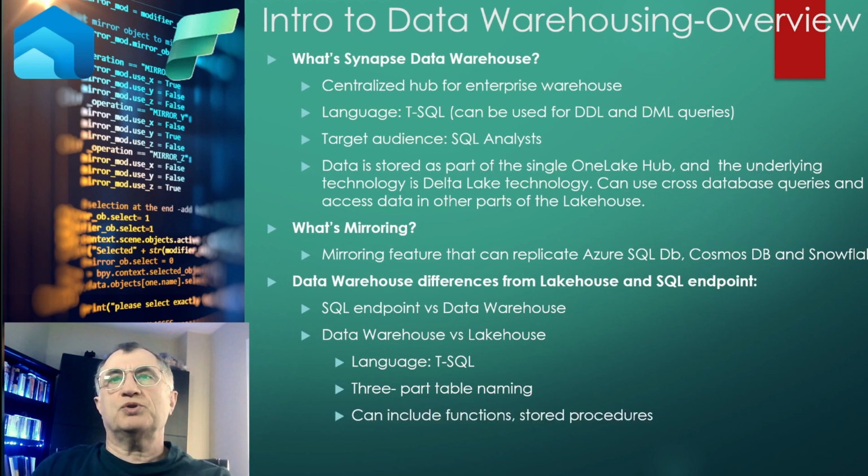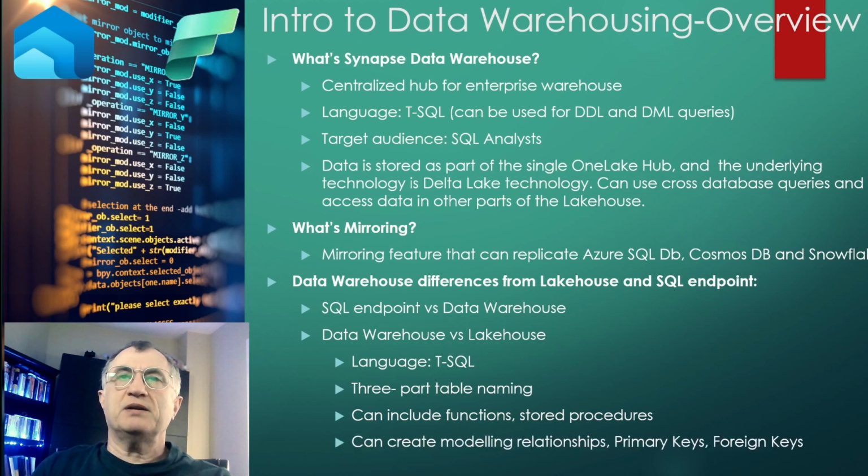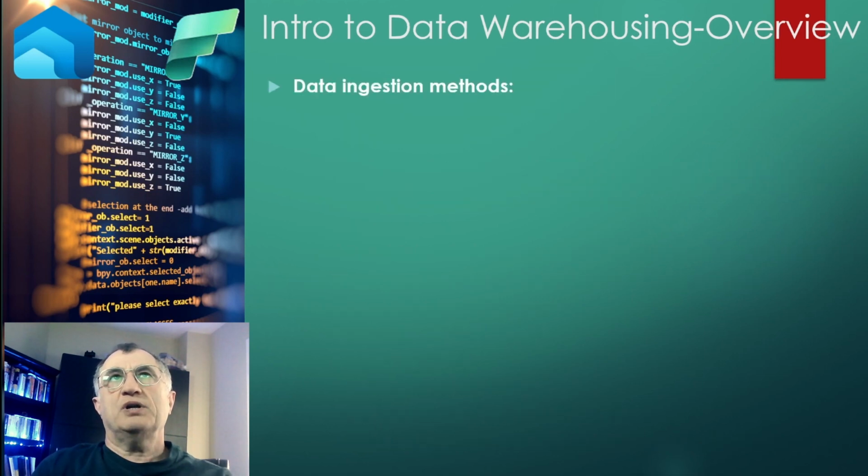With data warehouse, you can also create some extra object types like functions and stored procedures. And finally, with data warehouse, you can create modeling relationships, primary keys, foreign keys, and so on and so forth. So let's talk about data ingestion methods for warehouse.